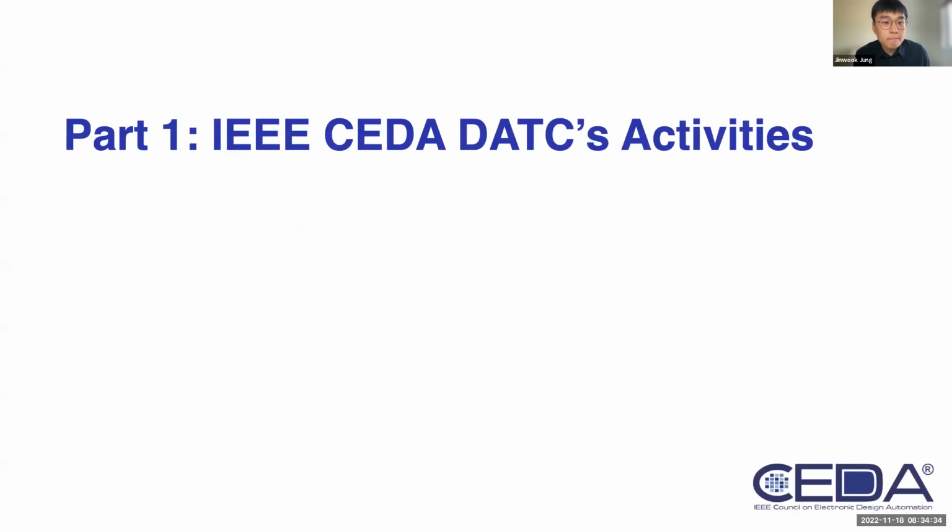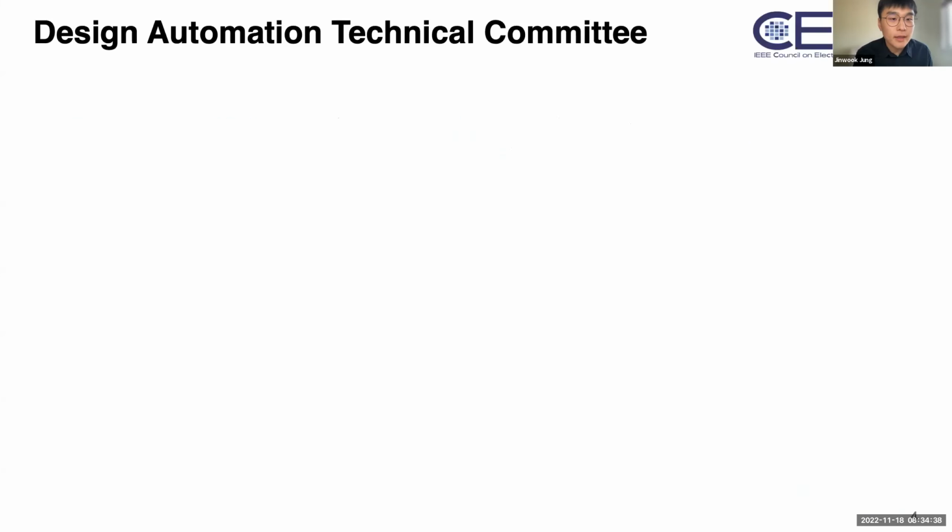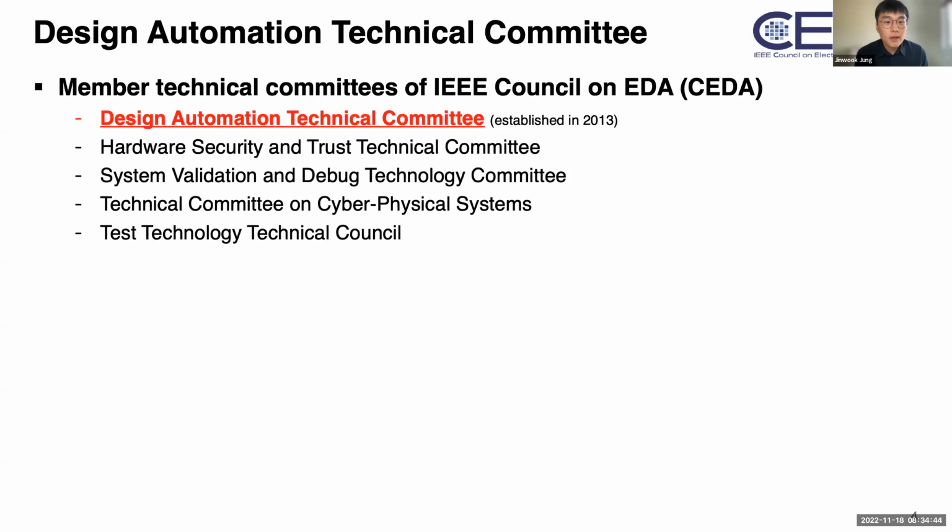So let's actually get started. So here's part one. And I'd like to start with an introduction about what is the DATC, what is the Design Automation Technical Committee. So it is a member technical committee of IEEE CEDA. IEEE CEDA, the Council on EDA, actually has several committees as shown here. And DATC is one of them.